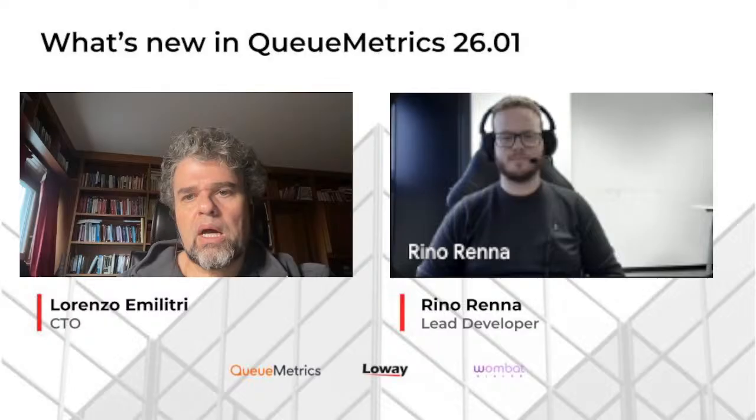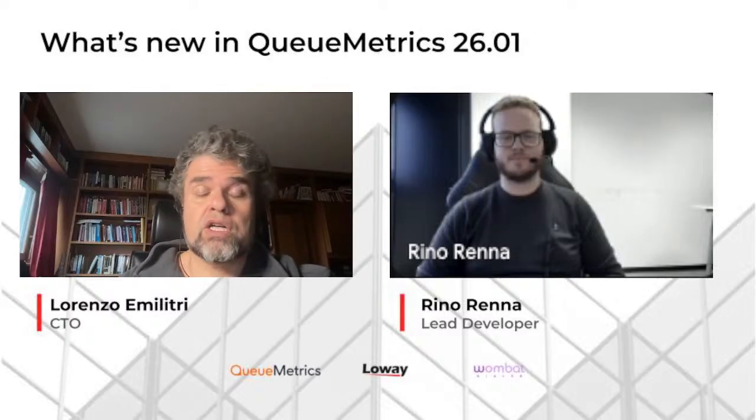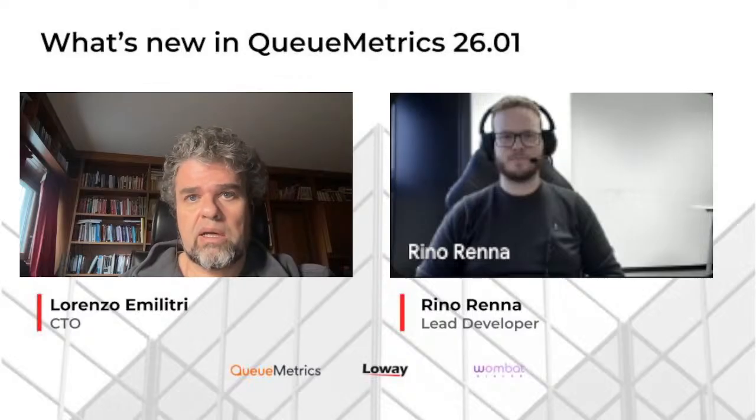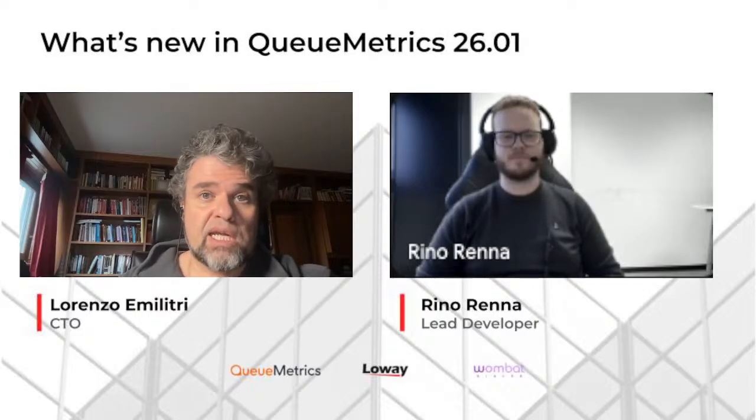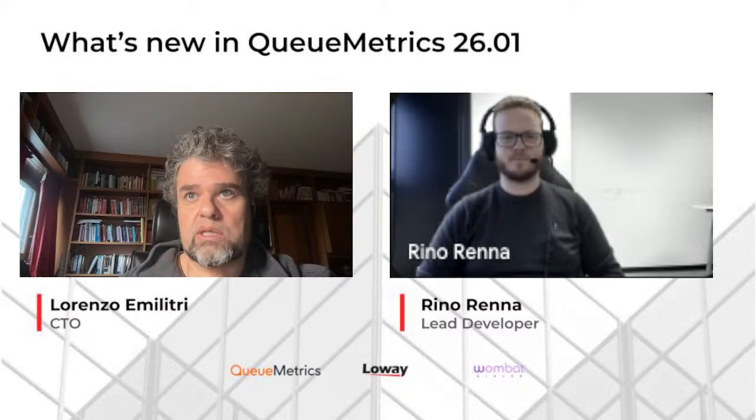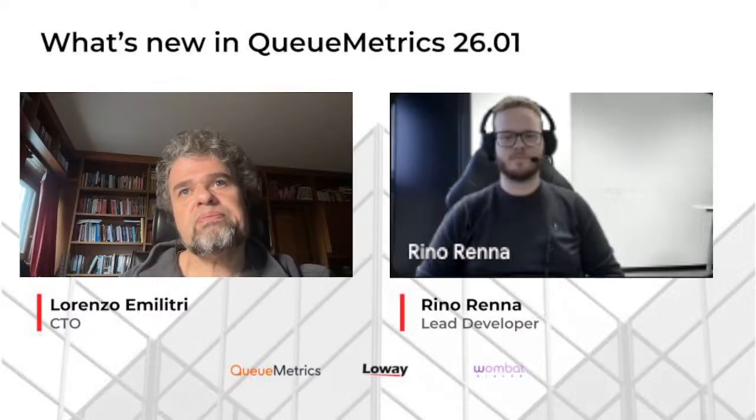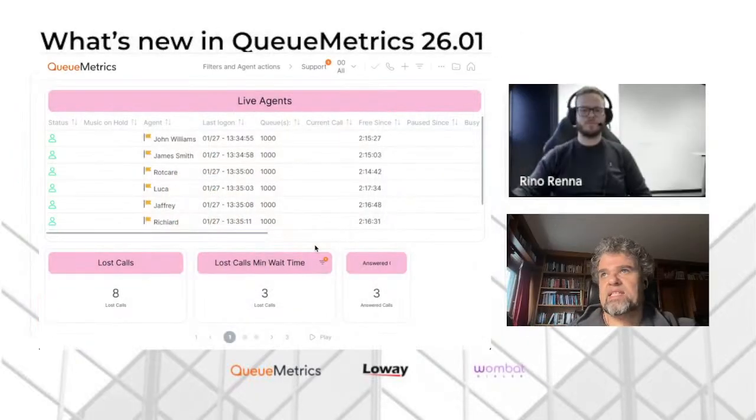So you can set it up as you want, depending on the task you want to do. One thing that was missing from earlier versions of the wallboard was that there was no way to filter data on a specific wallboard. You just had to select a set of queues, and all the data was pertaining to this specific set of queues. But now this has changed. Let's have a look at the new wallboard, Rino.